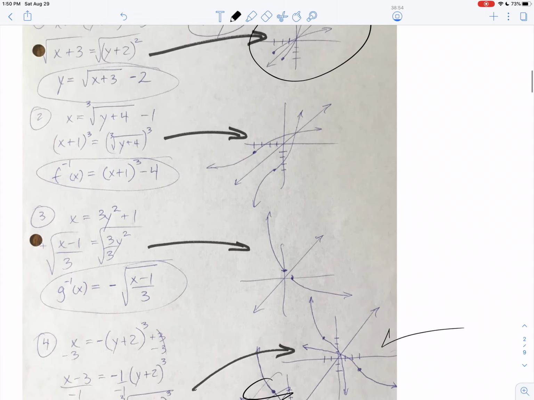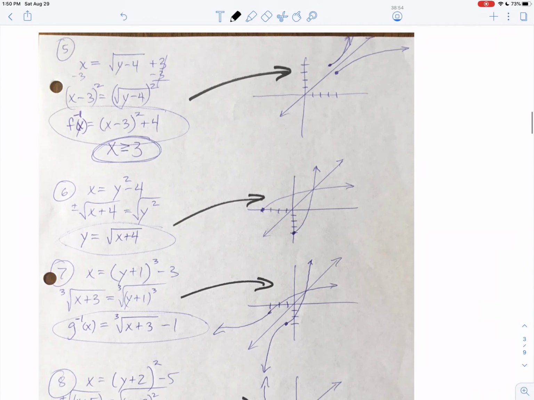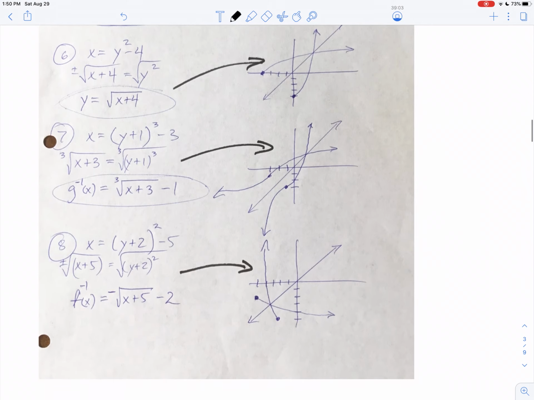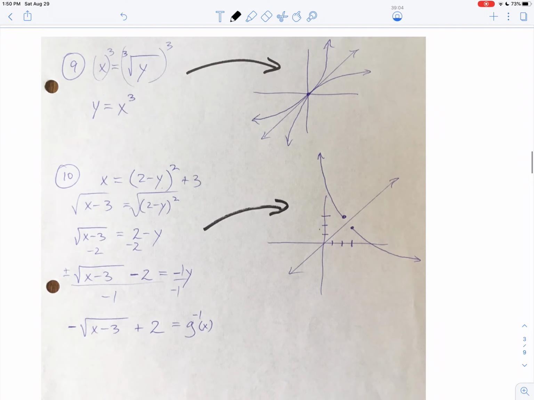So there's my answer key for 1 through 4. Here's my answer key for 5, 6, 7, and 8. Take a picture of it if you need to. And then 9 and 10. Here's my last 2, 9 and 10.